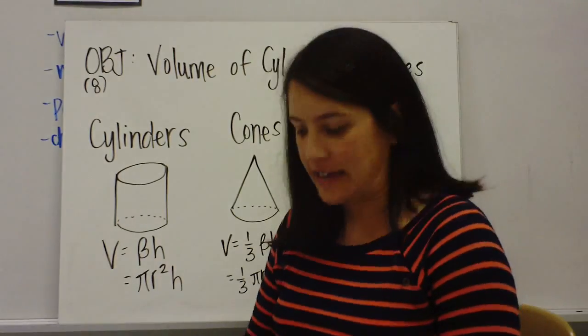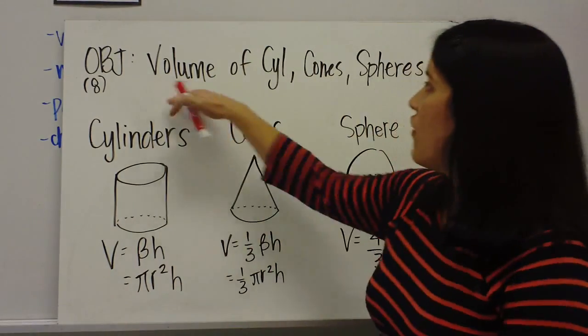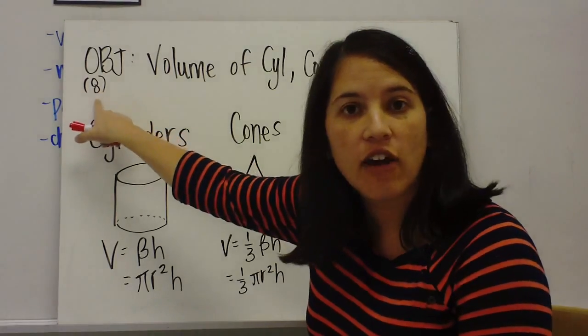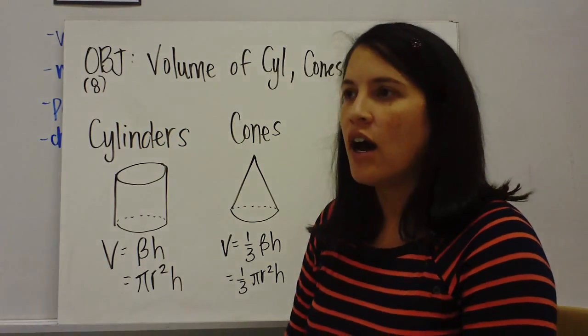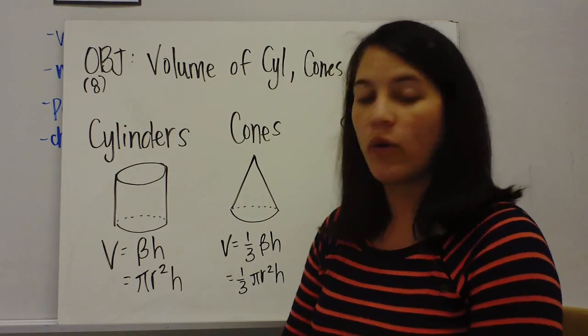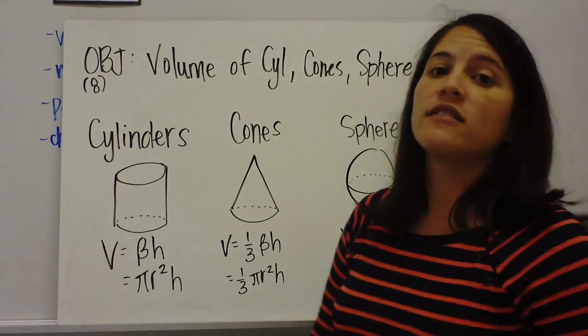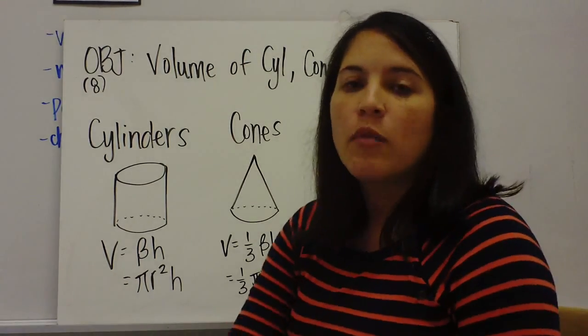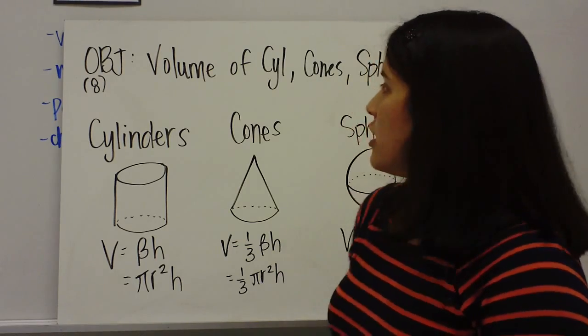Today's objective is volume of cylinders, cones, and spheres. And remember, this is an 8th grade objective. We talked about this. It's in 8th grade. So if you are taking the 7th grade EOG, it will not be on the 7th grade EOG, but it will be on your plus benchmark and your 8th grade EOG.